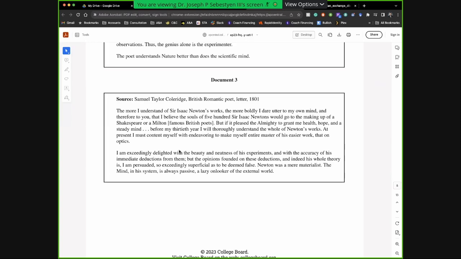I am exceeding delighted with the beauty and neatness of his experiments and with the accuracy of immediate deductions from them, but the opinions founded on these deductions, and indeed his whole theory, is, I am persuaded, so exceedingly superficial as to be deemed false. Newton was a mere materialist. The mind in his system is always passive, a lazy onlooker of the external world. All right.